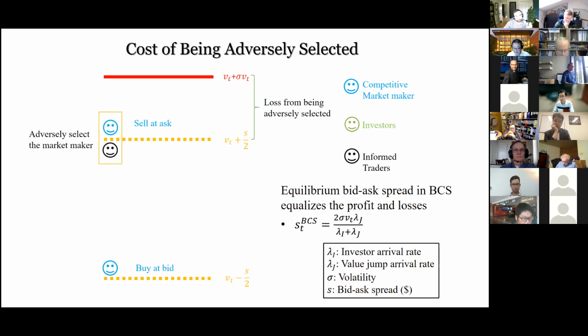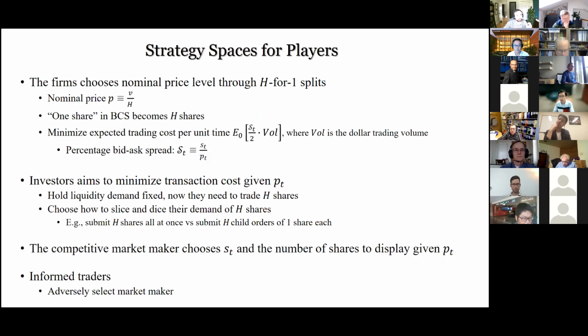So what is the equilibrium bid-ask spread in BCS? We equalize the profit and loss. This is the solution in BCS, this is S_t in BCS. Okay, so now let's add another player, the firm.